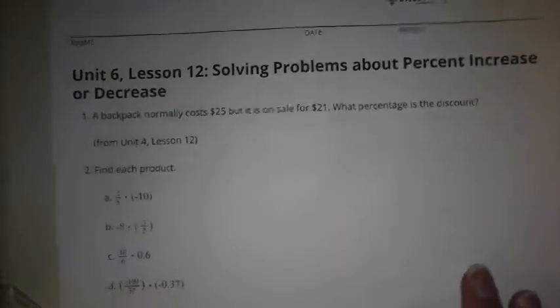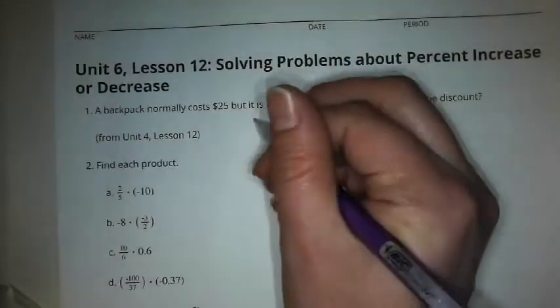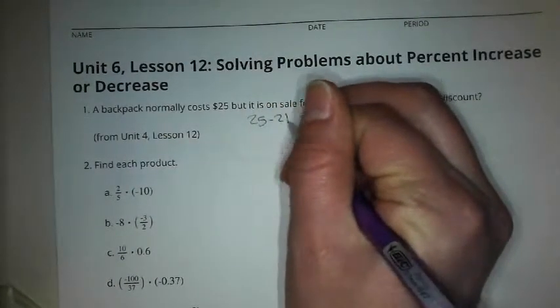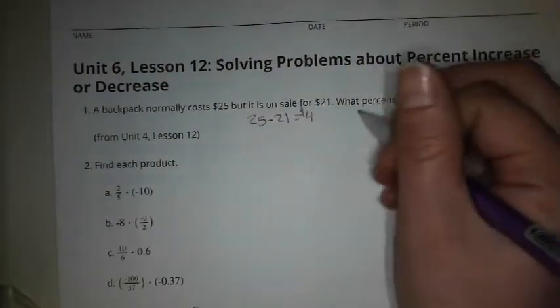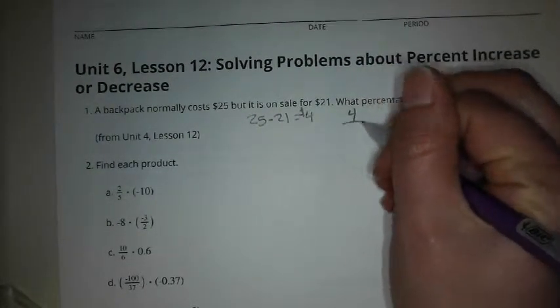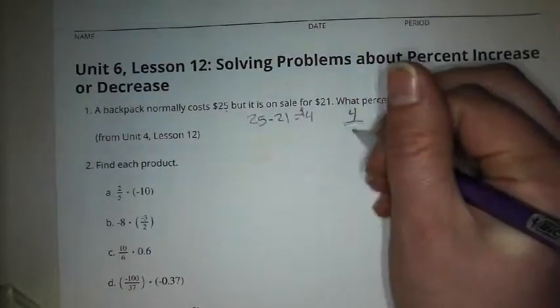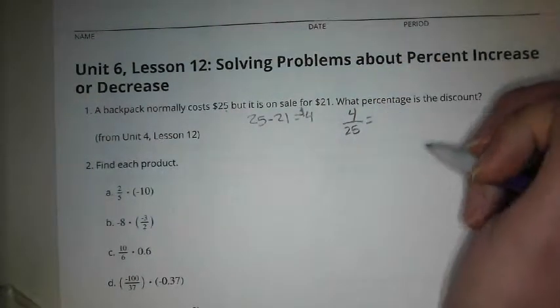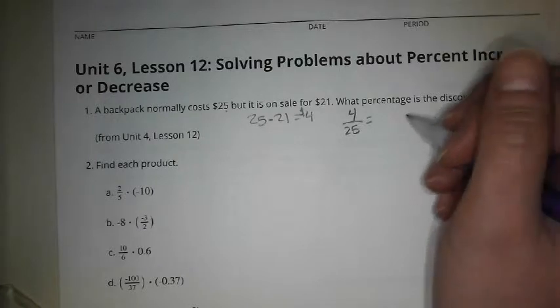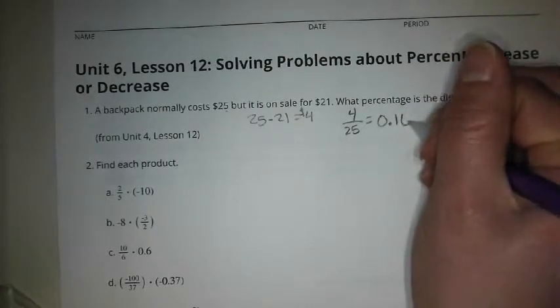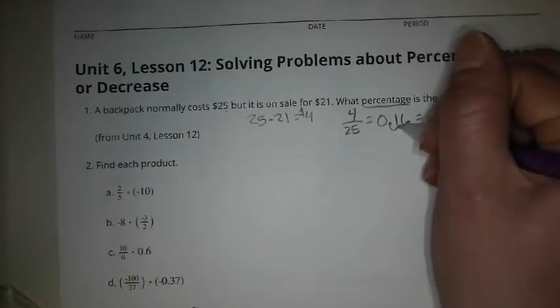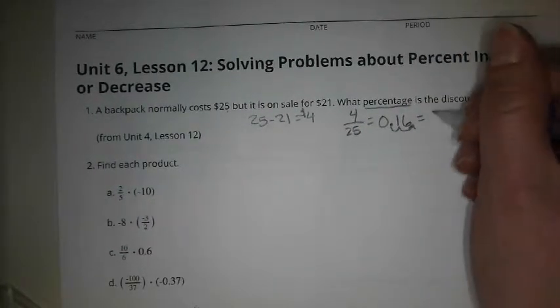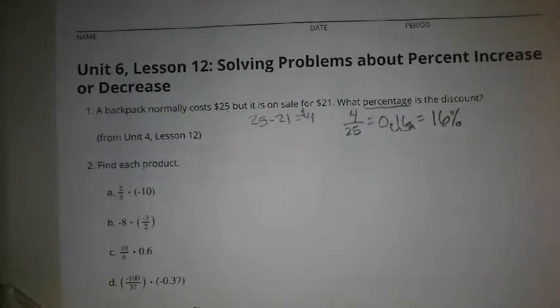So remember here we have to find the difference between our original cost and the new cost, so we are subtracting them, and we get a difference of $4. Then I take my $4 and I divide it by that original cost, 25. And when I take 4 divided by 25, I get 0.16. And I want a percentage, so I have to move this decimal 2 places to the right. So that would tell me that would be a 16% discount.